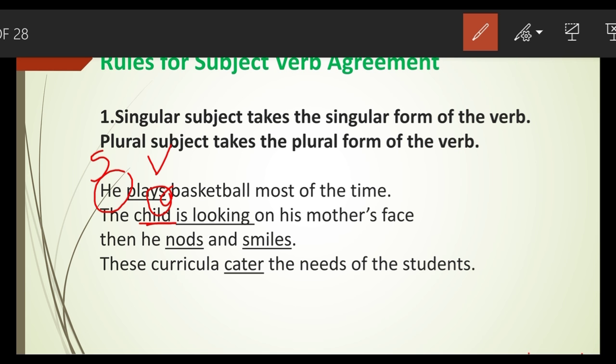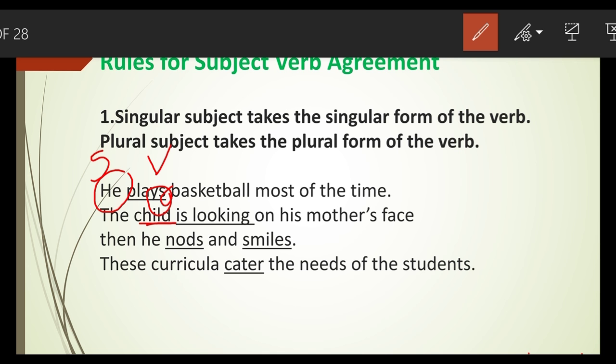Meron pa tayong subject at the latter part of the sentence. Then, he nods and smiles. Yung he, ito ay isa lang din. So, nods ang ating verb and smiles ang ating another verb. So, madali lang tandaan. Next sentence, these curricula cater the needs of the students.